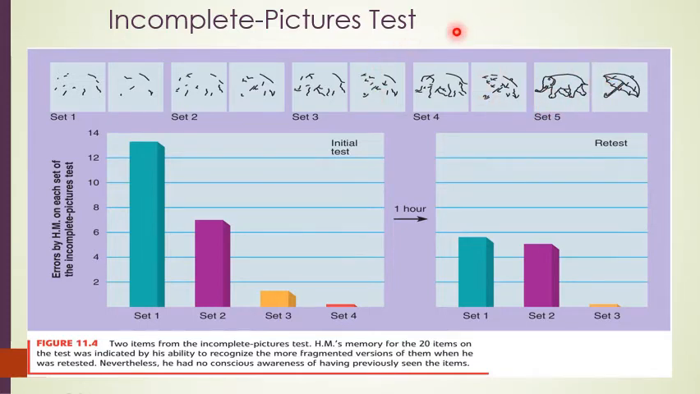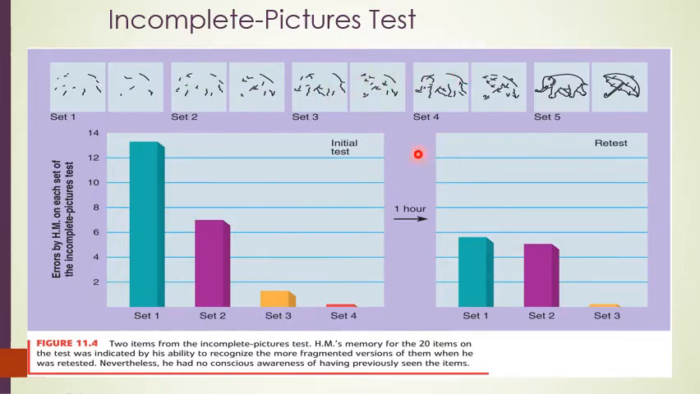Okay. So HM's task here is to identify the 20 objects, the subject is asked to identify the 20 objects from the sketchiest set first. Okay, set 1. So that is what is given first. And then those objects that go unrecognized, for example, he cannot identify this one, okay? The unrecognized objects are presented in the next version. So set 2 again, until he identifies them. And so on until all 20 items have been identified.